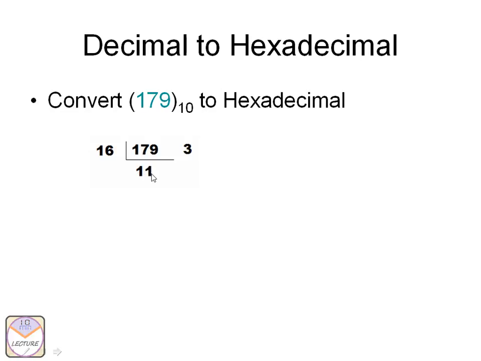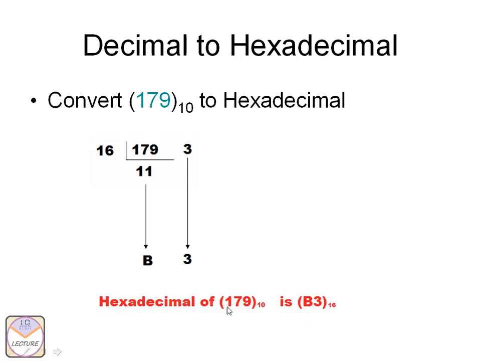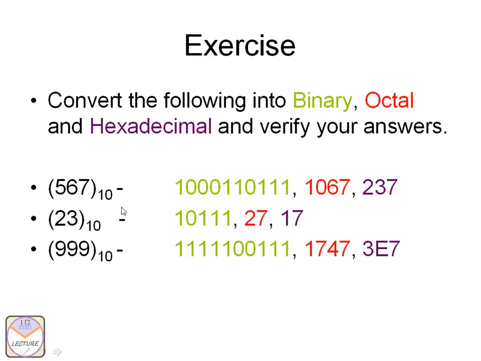Now as we know, 11 cannot be represented as such, and it has to be represented as B in hexadecimal, so we convert 11 into B. 3 is 3 because 0 to 9 is valid in hexadecimal. As we had already discussed, 10 is represented using A, 11 is represented using B. So we have got the end result as B3. So hexadecimal of 179 to the base 10, that is decimal form, is B3 to the base 16. So that's it about the conversion of decimal to binary, octal and hexadecimal.